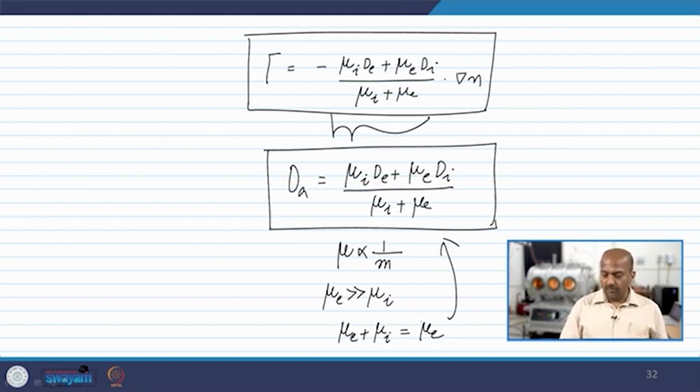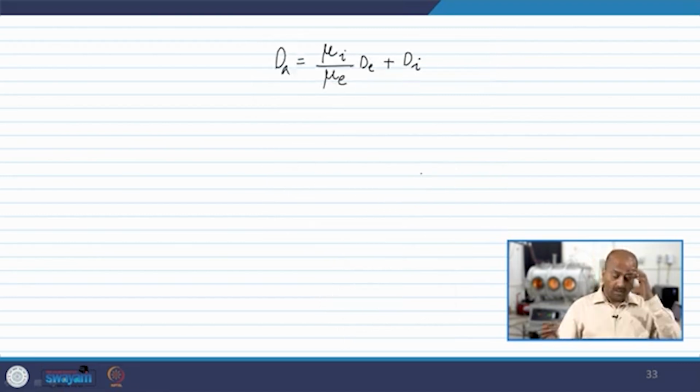Okay. So, once we have only mu E in the denominator, in the numerator we are not changing anything, mu E will get cancelled in the second term, and as a result only dI will remain, right. So, the ambipolar diffusion coefficient is now a ratio of the mobilities multiplied by the diffusion coefficient of electron plus the diffusion coefficient of ions, right. Now, where do we go ahead from this? Okay. So, mobility from basic definition is q times d divided by kBT, right.